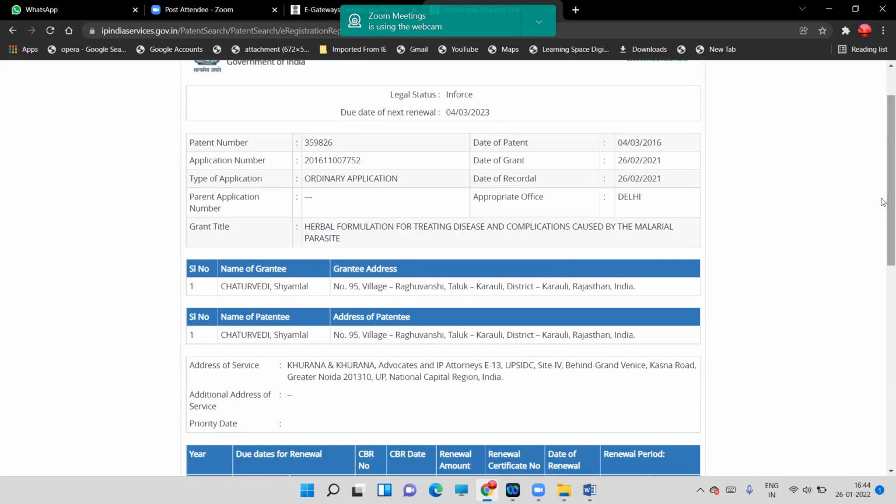It is the herbal formulation for treating disease and complication caused by the malarial parasite. What is included here? Patent number is included. Application number is also included. When you get the application number, can anybody tell me? Ma'am, the numbering system, right? When do you get the application number for your patent? This is like year 2016 and Delhi jurisdiction, ordinary application, serial number. As soon as you file it, you get it. After application. That is the expected answer.